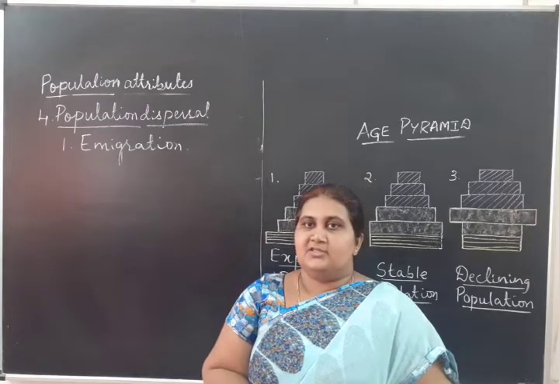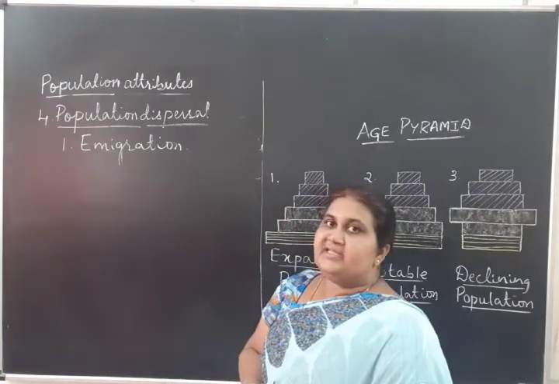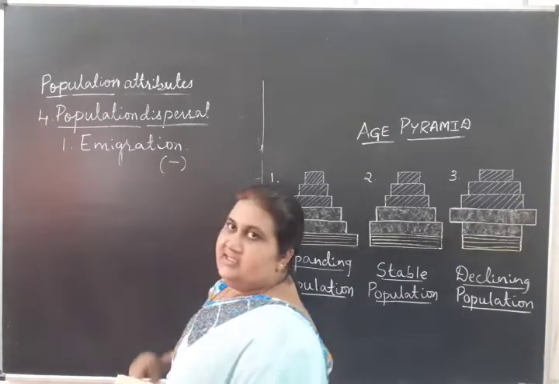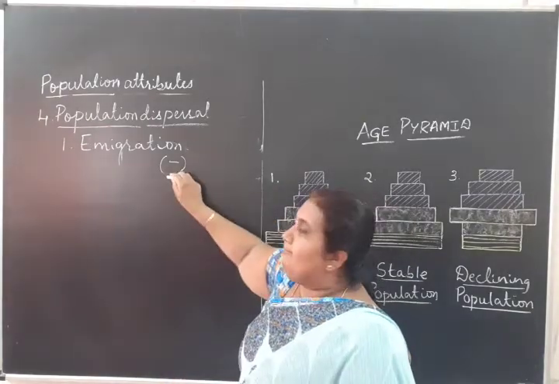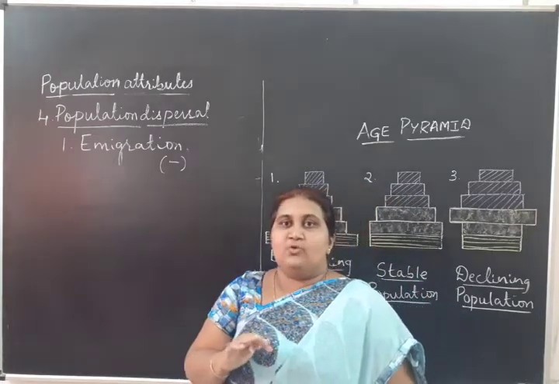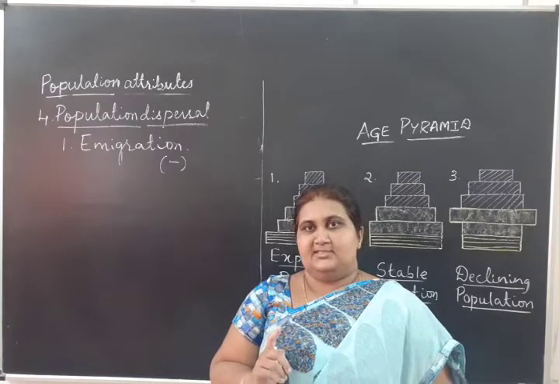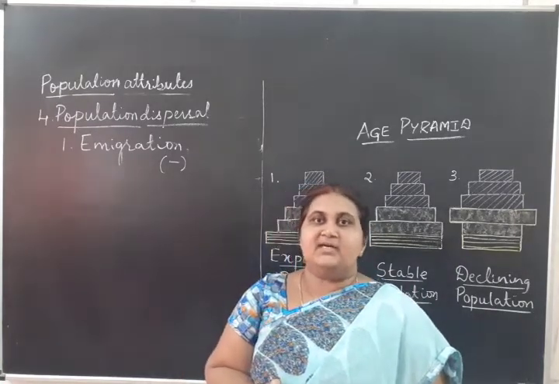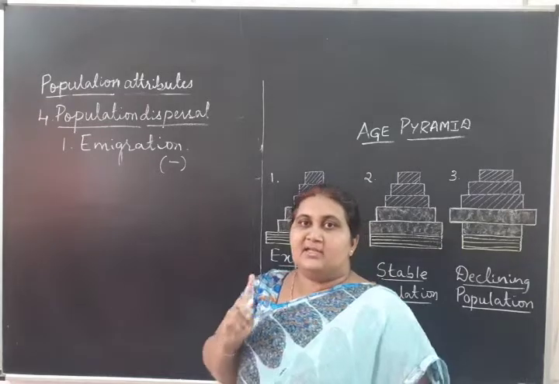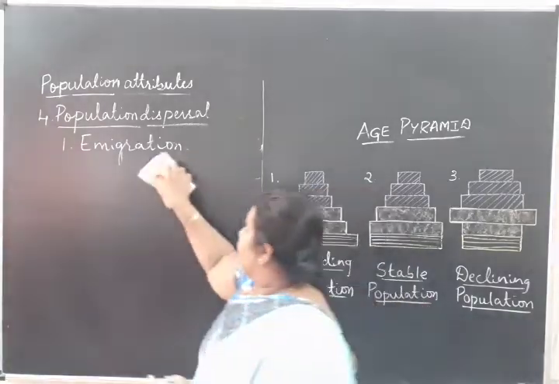So a given population will lose individuals. Due to emigration, population size is affected, so we can assign a minus sign here. Due to emigration, population size will be decreased. Why? Because the individuals will not come back to the given population. Permanently they have left the given population. It is a permanent outward movement of individuals from a given population. Emigration always decreases a population size.